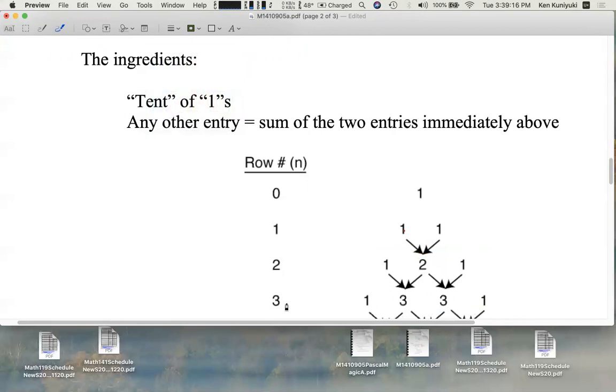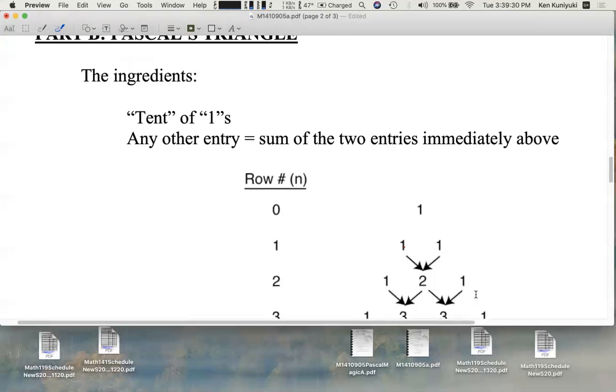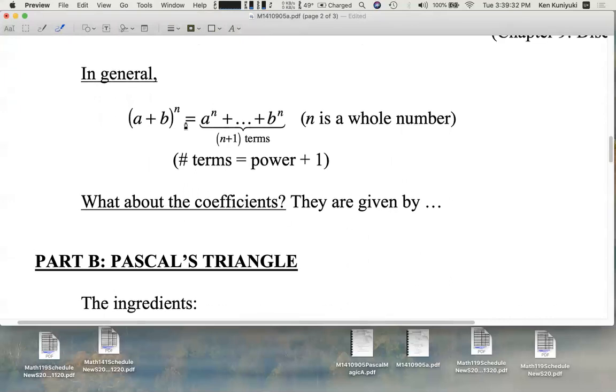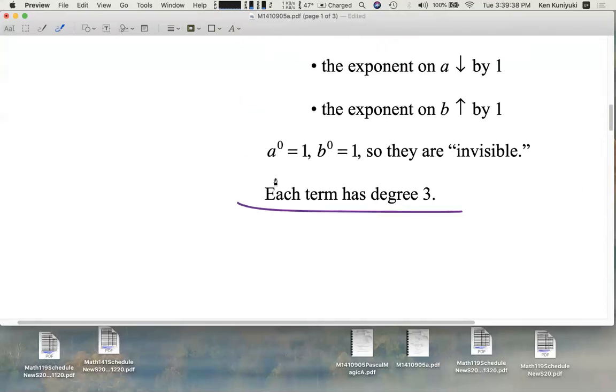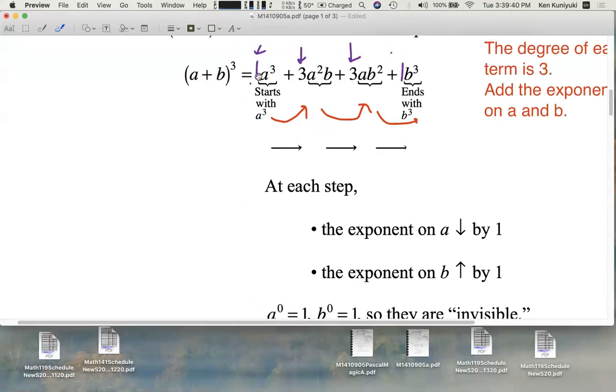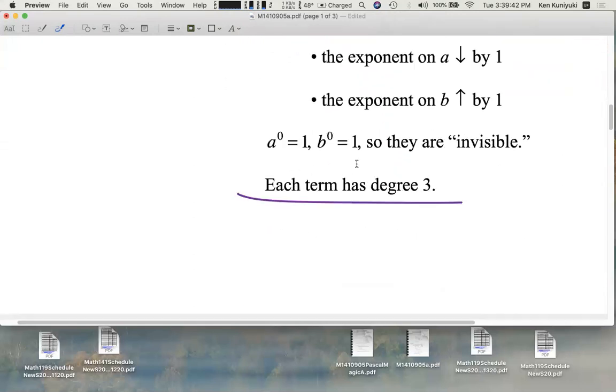Now notice here, for row number 3, we have 4 terms. For row number 2, we had 3 terms, okay, or numbers. So notice that for row number n, we have n plus 1 numbers in Pascal's triangle in that row. That corresponds to the fact that, remember in the expansion, if you're expanding a plus b all to the n, you have n plus 1 terms over here. For example, for a plus b all to the third, we have 4 terms over here.